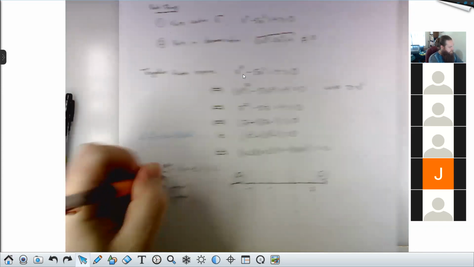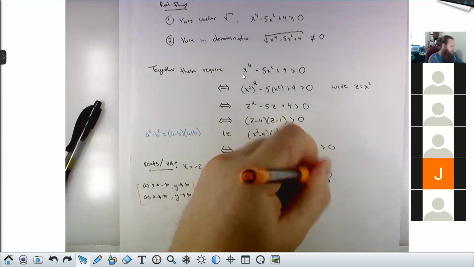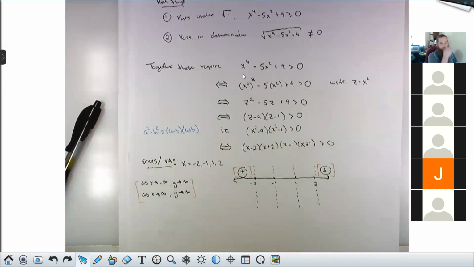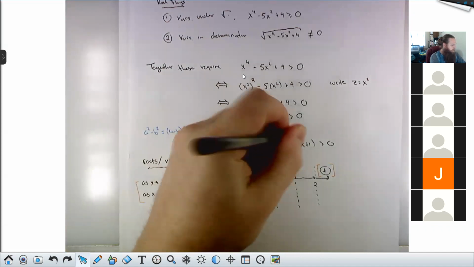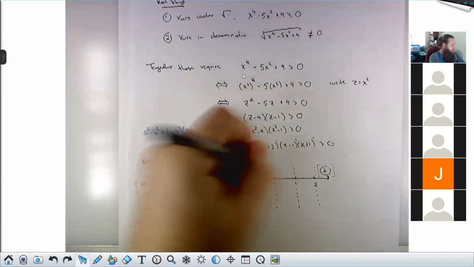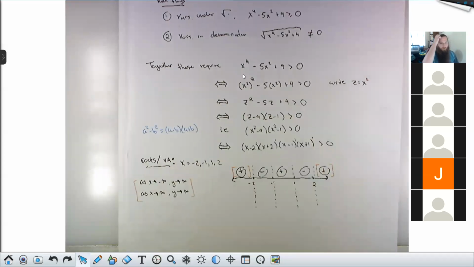So each of these is telling me these guys. And now I can use my multiplicity trick to fill in the rest. These are all multiplicity 1 factors. So we change here, we change here, we change here, and we change here. And you can think of that as a way to check your work. All right. Questions so far?